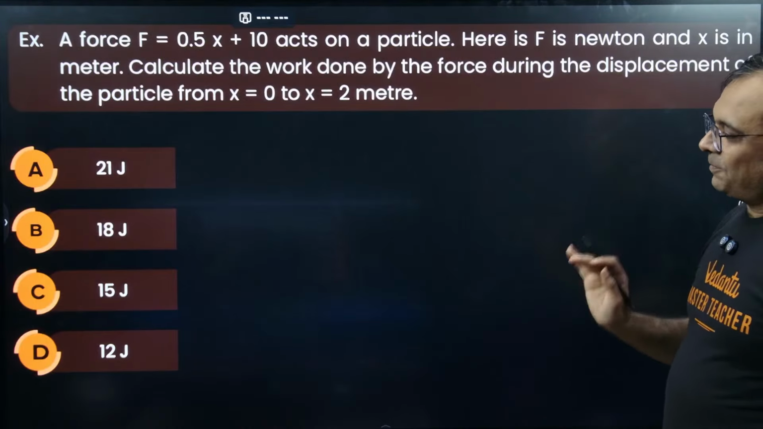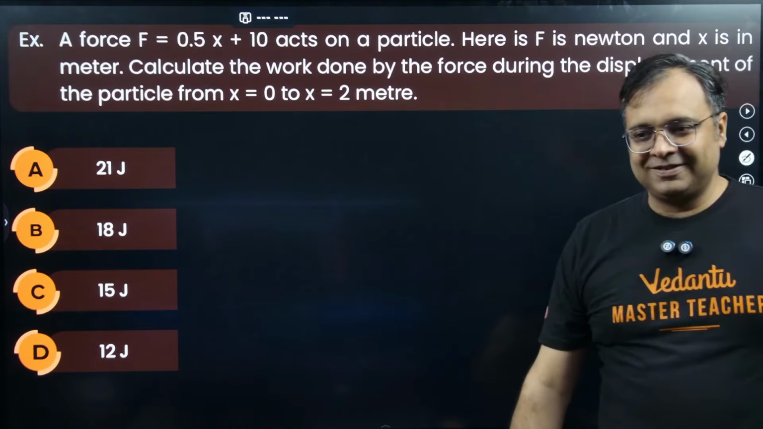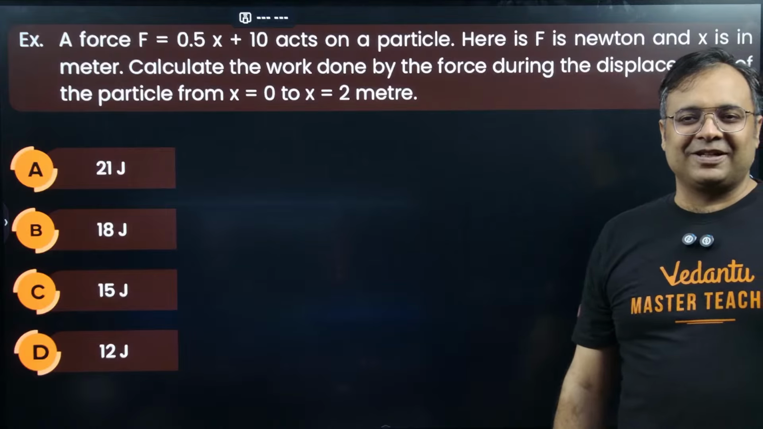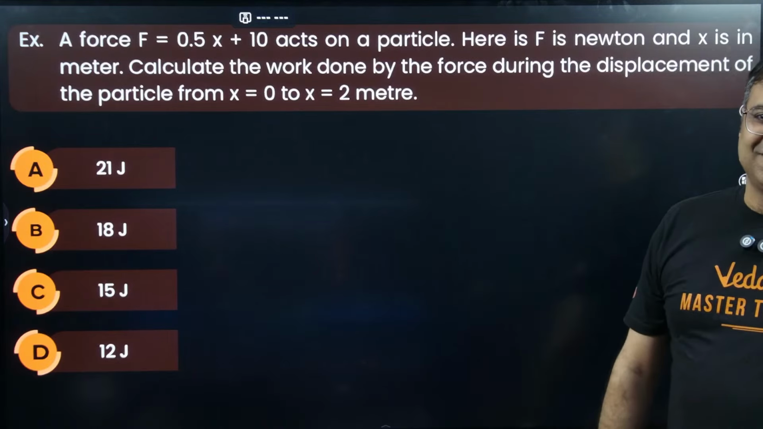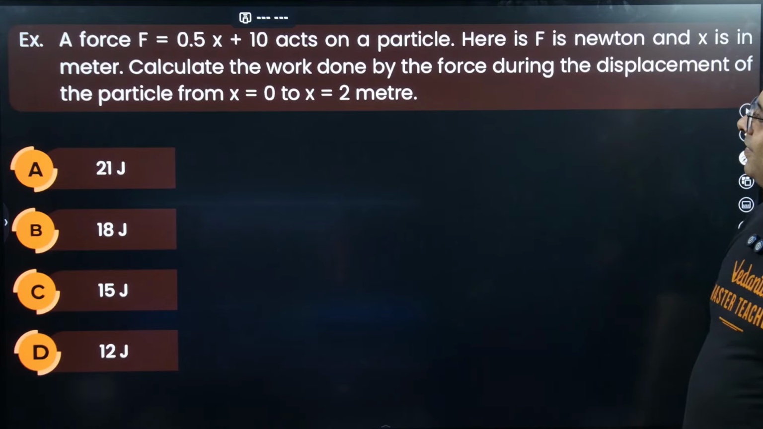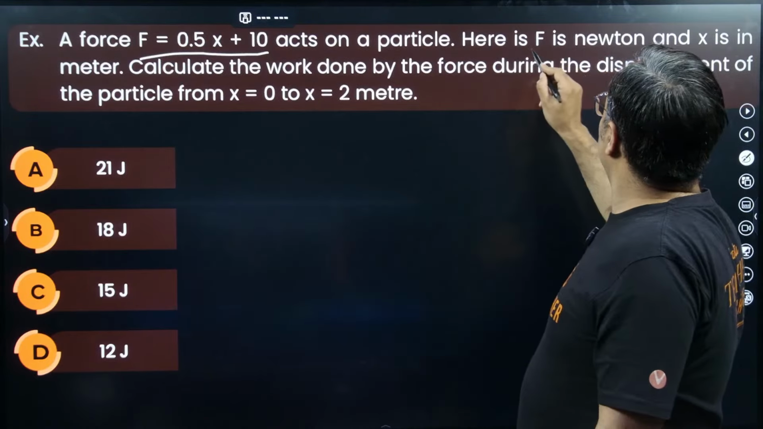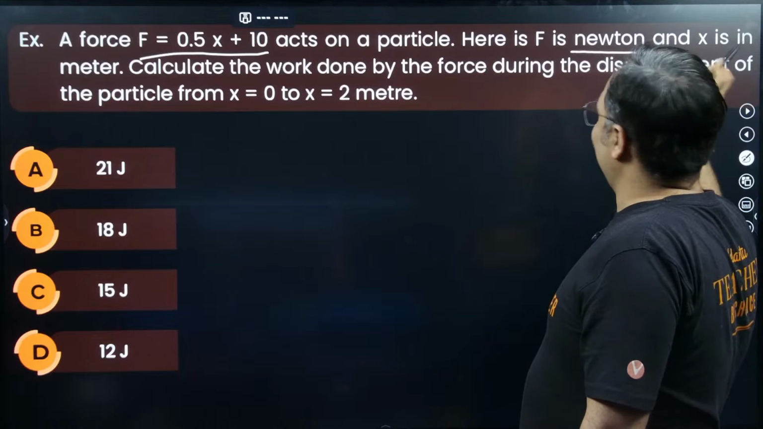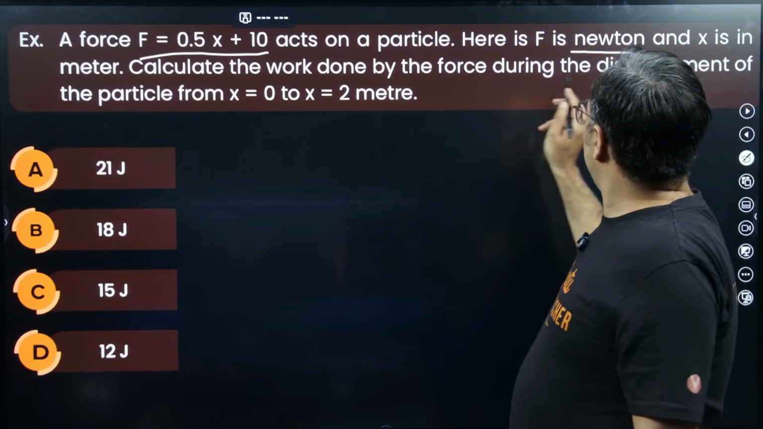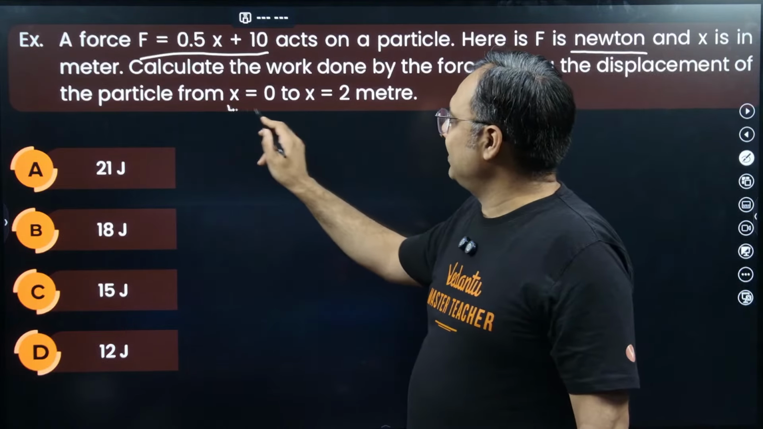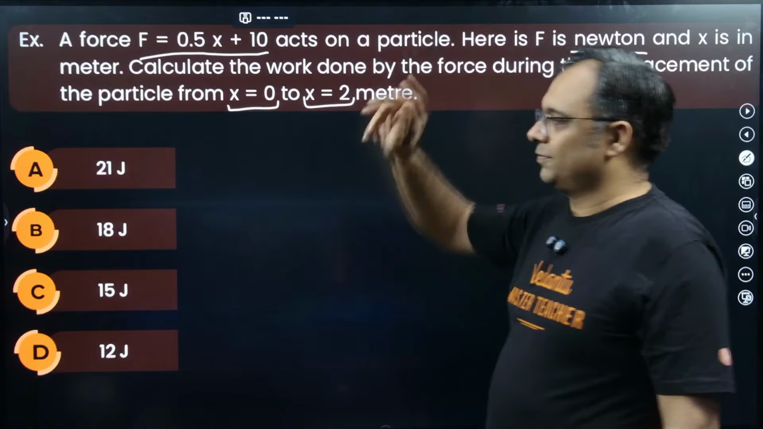Again, this is an example. You can give it a try. The force 0.5x plus 10 is acting on the particle. And here F is in Newton and x is in meter. We have to find the work done from x equal to 0 to x equal to 2.